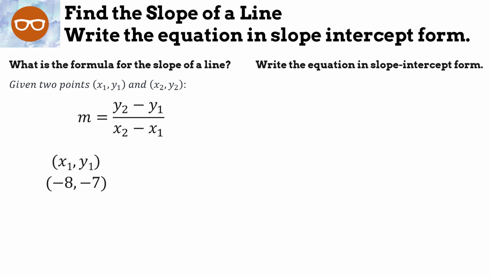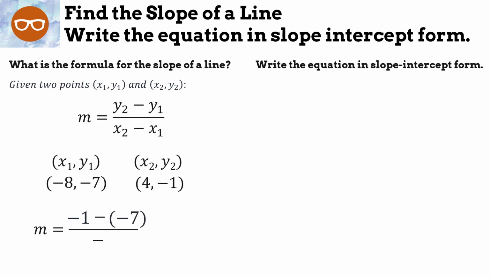Let's say we have the first ordered pair, or the first point, negative 8, negative 7. And we have the second ordered pair, or second point, 4, negative 1. Now what I like to do is write x1, y1 and x2, y2 over our 2 points, because then it's super easy to substitute into our formula. Y sub 2 is negative 1 minus, the minus is part of the formula, y sub 1 is negative 7. In the denominator or bottom, x sub 2 is 4 minus negative 8.